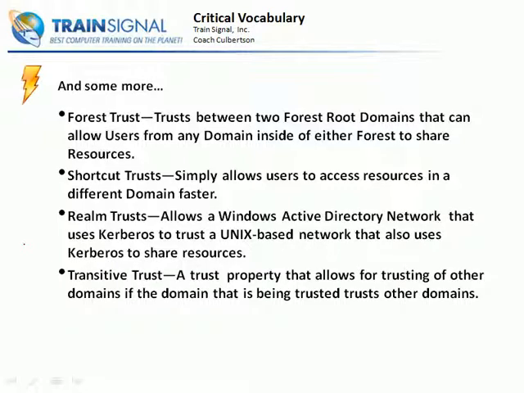A transitive trust is a trust property that allows for trusting of other domains if the domain that is being trusted trusts other domains. If the definition didn't make quite as much sense, go ahead and hit the rewind button or use the navigation over to the side and go back to the section where I explained transitive trusts. But you probably already know it.